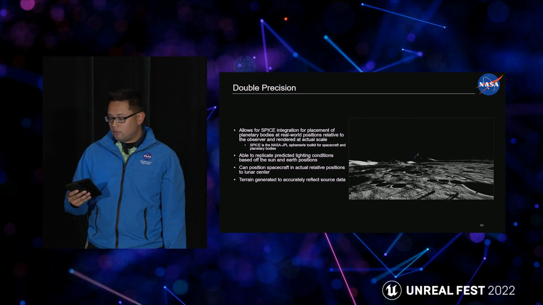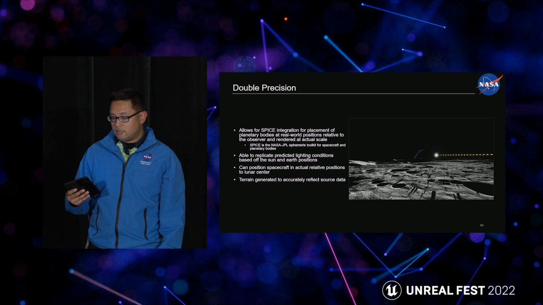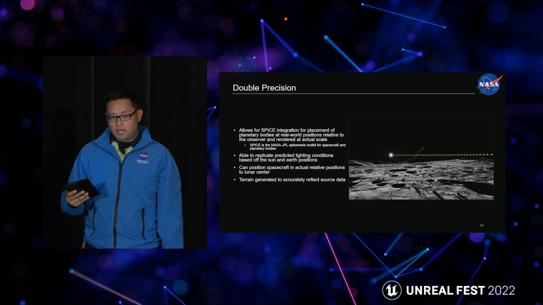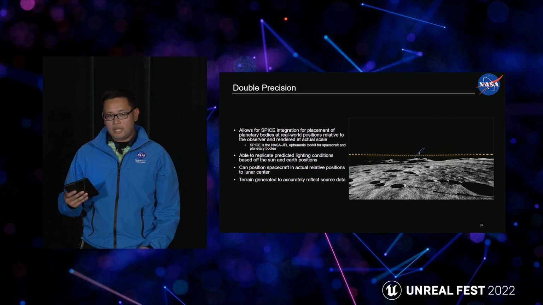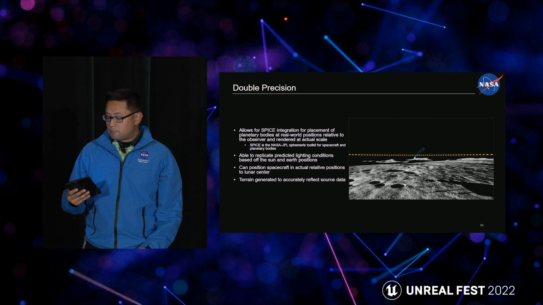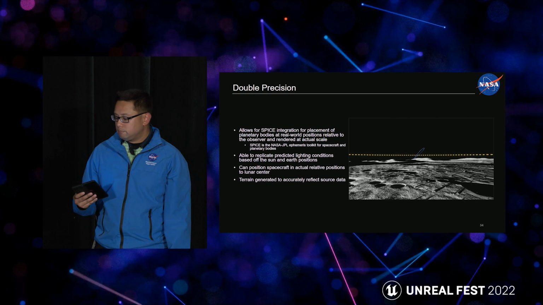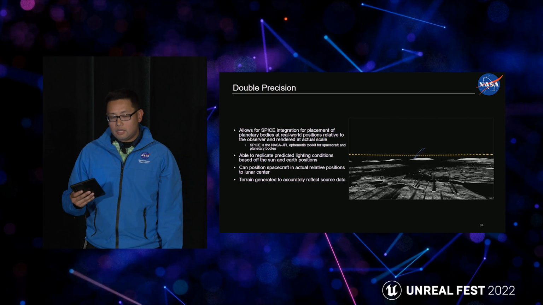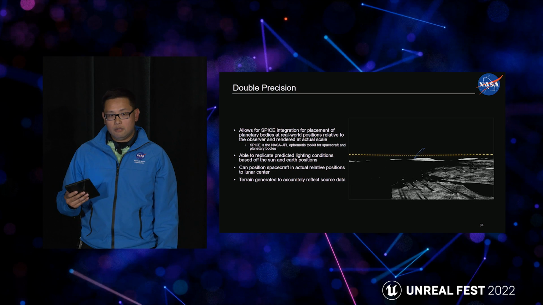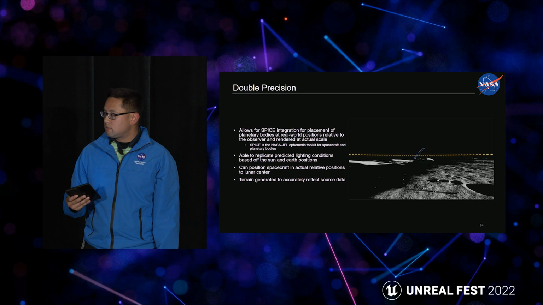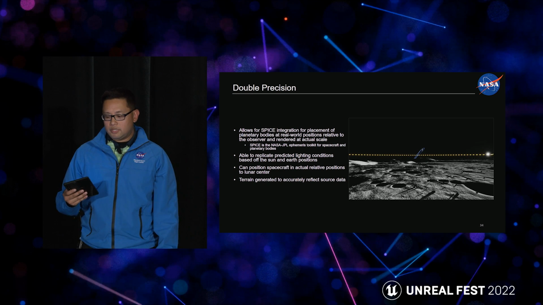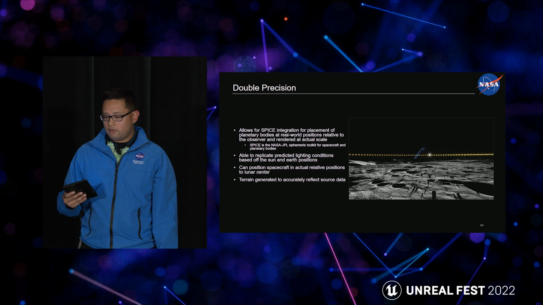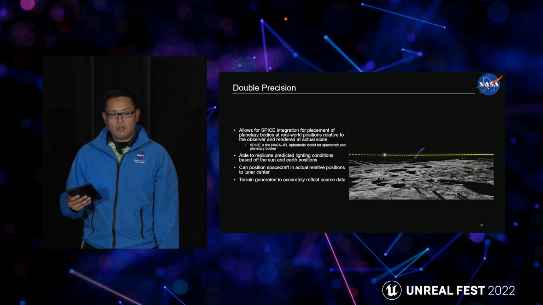Another feature of Unreal Engine 5 is the use of double precision in the scene graph. This allows us to use SPICE, a JPL ephemeris tool that provides the position and orientation of planetary bodies and spacecraft with respect to time and relative to an observer. The double precision capability allows us to render these planetary bodies to scale and position them with actual relative positions to the lunar planet-fixed coordinate system. This provides us the ability to have higher fidelity predicted lighting conditions based off sun and Earth positions, and improves the accuracy of our generated terrain.